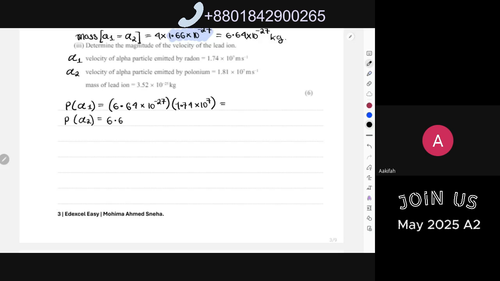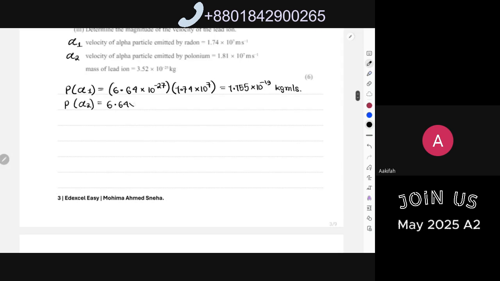1.155 × 10^-19 kg m/s, okay, that is the value then. Then 6.64 × 10^-27 multiplied with 1.81 × 10^7. That will give you what?